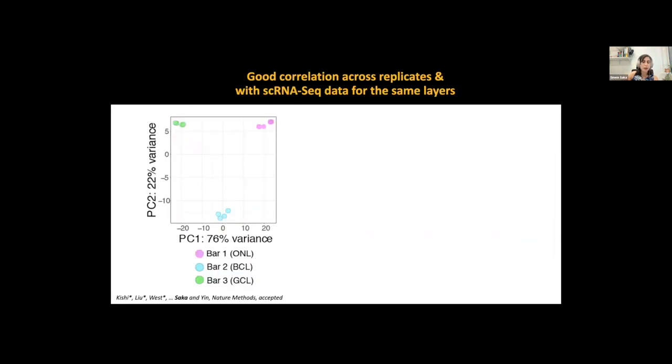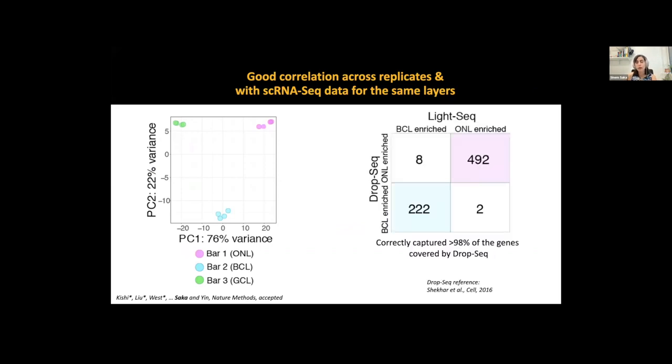We also compared our results across replicates, and we had very good principal component analysis results that show that they were quite reproducible. And more importantly, we also compared our results to a single cell sequencing method called DropSeq, where they looked at retinas from the same age of mice. And we were able to capture over 98% of the genes previously covered by DropSeq. This is only focusing on the genes that are actually captured in DropSeq, which are mostly mRNAs due to poly A tail priming, but we capture additional sequences as well due to non-coding RNAs.